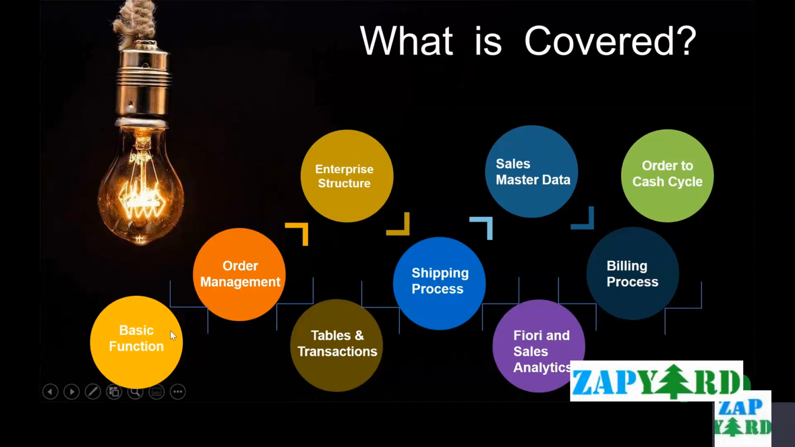We are also going to cover the basic functions, like there are some utility functions along with this order to cash cycle, like the availability check, then the output management, partner determination, account determination, pricing functionality, all those basic functionalities of sales and distribution module which will be covered in this particular session. Then also we will do some tips and tricks, like how the different processes we can manage through the different tables and the transaction codes.